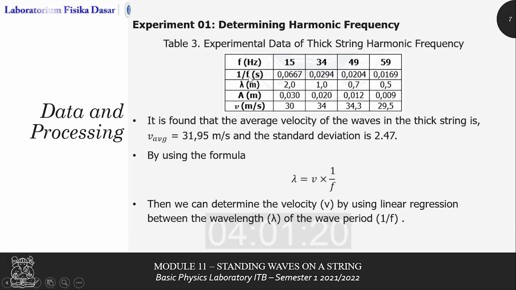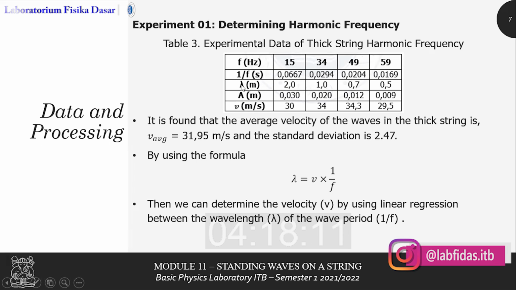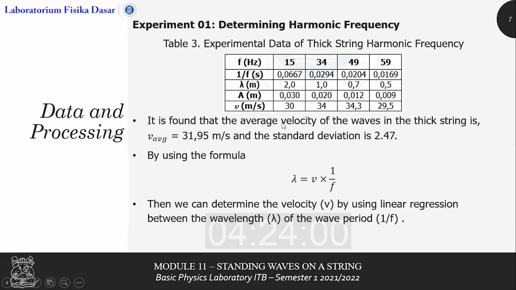And then we calculate 1 over f. We also measure lambda, the wavelength, and A is the amplitude. And then we calculate the velocity. The velocity is the wavelength times the frequency. Then we calculate the average velocity and the standard deviation. We are using the formula lambda equals v times 1 over f, so we use this formula to make the linear regression.